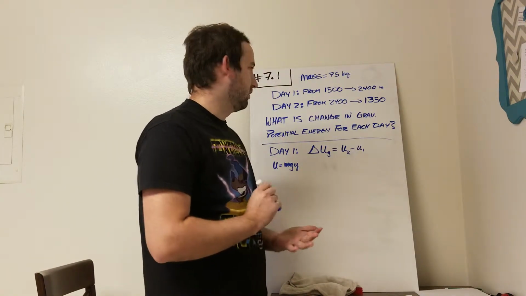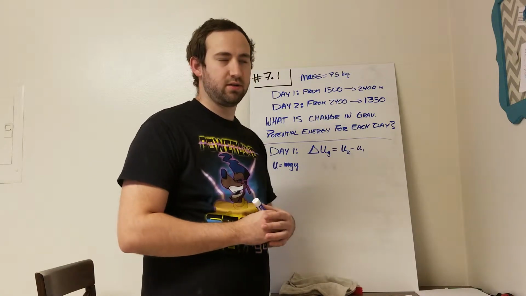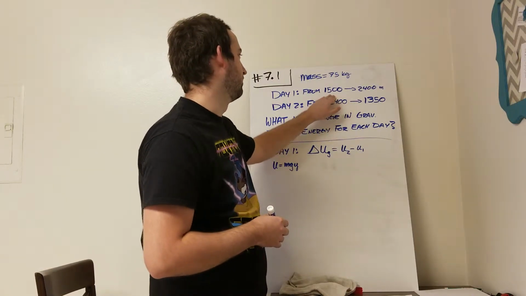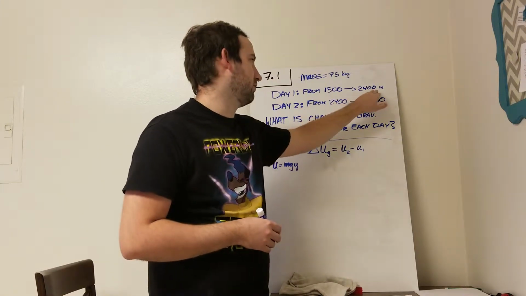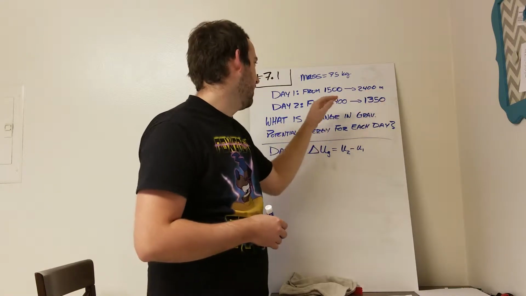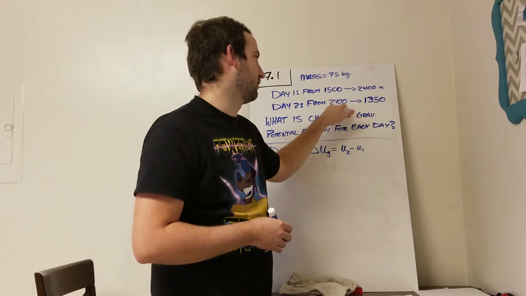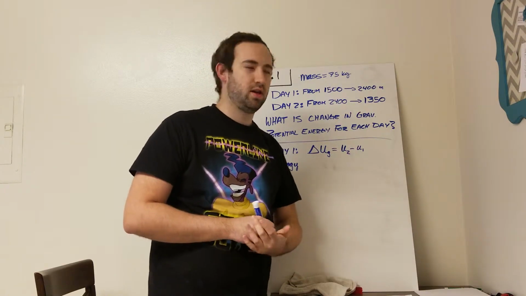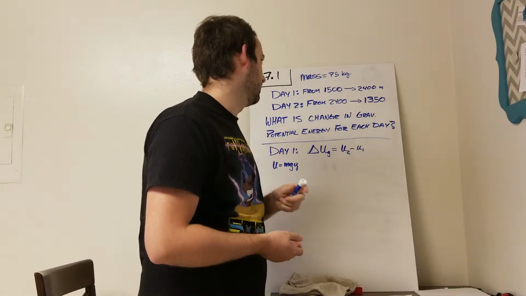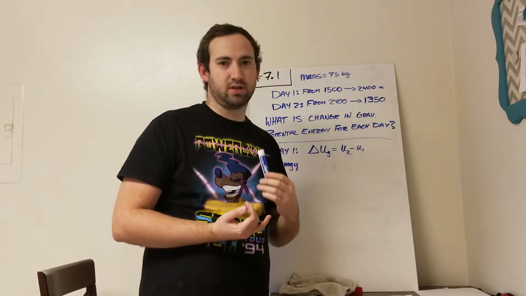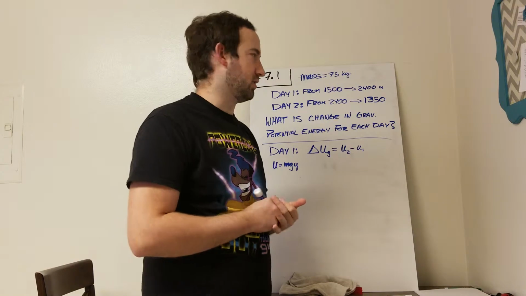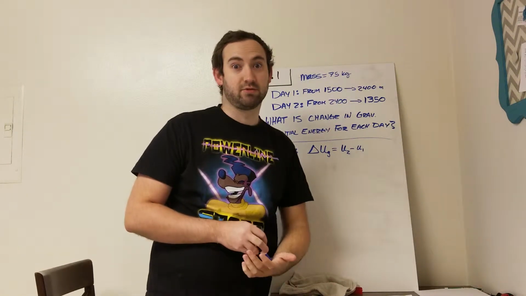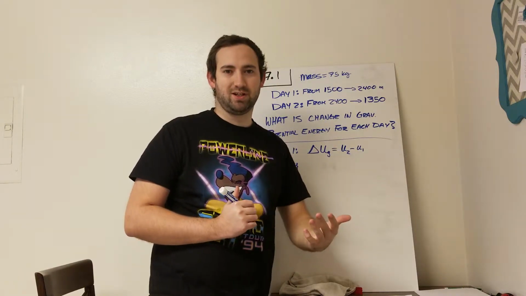So in this question, it's talking about this mountain climber that climbs for 2 days. The first day it goes from 1,500 meters up to 2,400 meters, and on day 2 it descends from 2,400 meters to 1,350. And what the question wants to know is, what is the change in gravitational potential energy for each day? And then also we're given the mass of this climber, which is 75 kilograms. So we have everything we need.